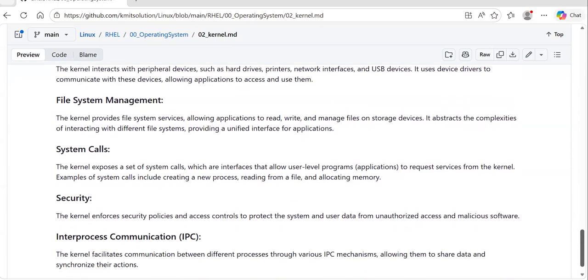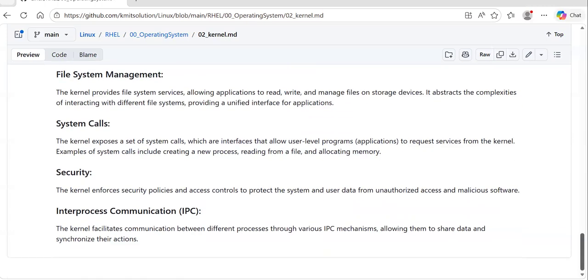And security: kernel enforces the security policies and access control to protect the system and user data from unauthorized access and malicious software. Now, inter-process communication. Kernel also facilitates the communication between different processes through various IPC inter-process communication mechanisms, allowing them to share and synchronize actions. So that's it for the kernel point of view.